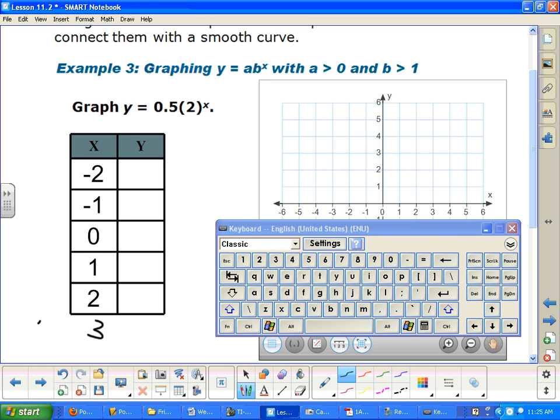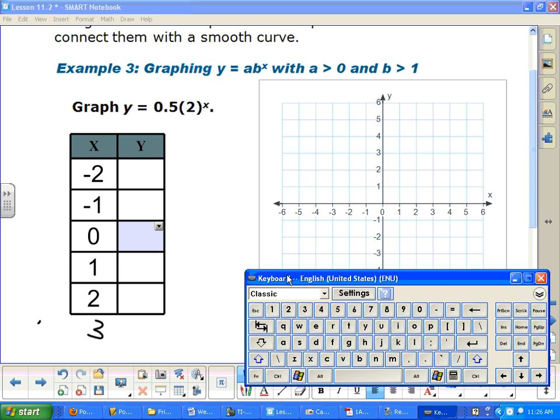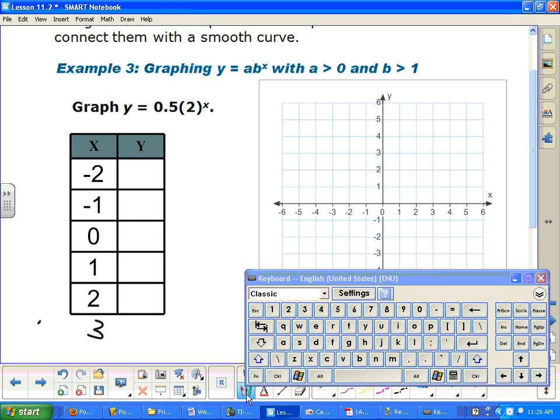Now, the easiest one of these is always 0. Okay? Because what are we doing here? This is 0.5 times 2 raised to the power of 0. Anybody know what 2 raised to the power of 0 is? 1. Okay? Anytime you raise something to the power of 0, it's 1. Okay? So if I take 0.5 times 1, what do I get? We get 0.5.